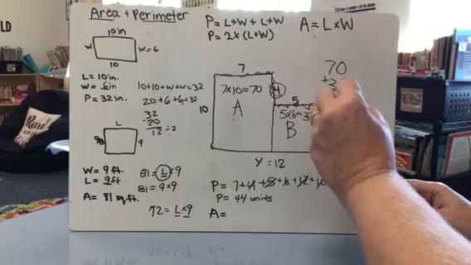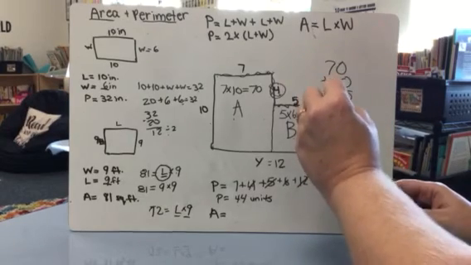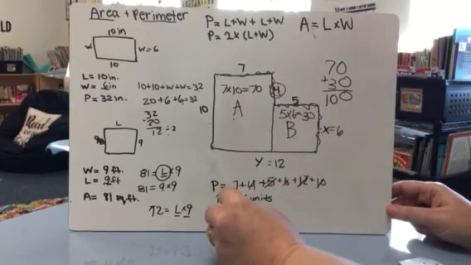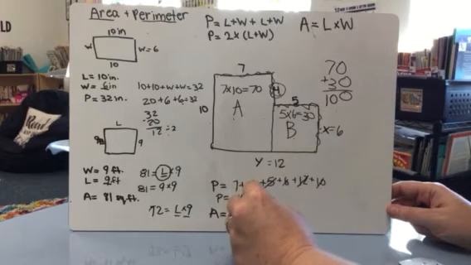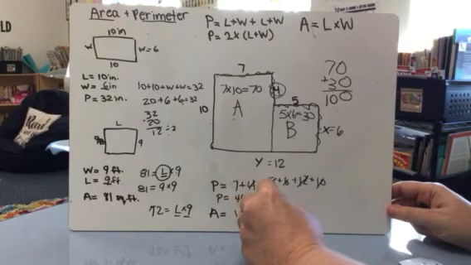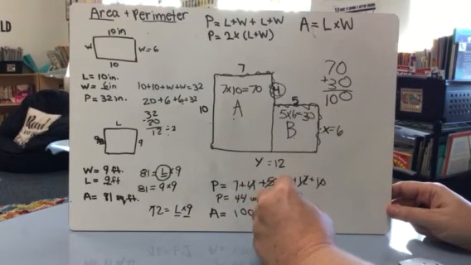Kind of like partial products that we've done before. It is going to be 100 square units, or units squared.